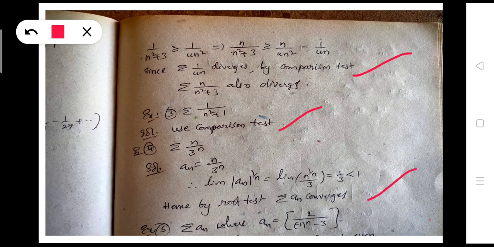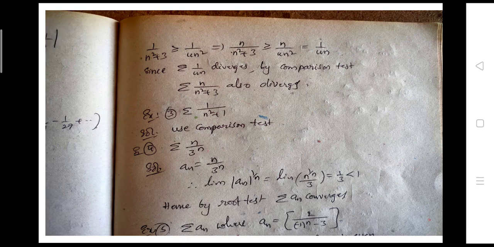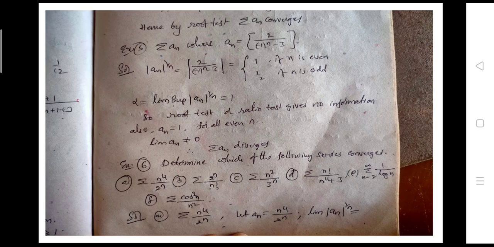Hence, by the root test, sigma an converges. According to the root test, if the limit of mod an whole power 1 by n is less than 1, then sigma an converges. If the limit is equal to 1, the test gives no information. Continue on the next slide. Hence by the root test, sigma an converges.